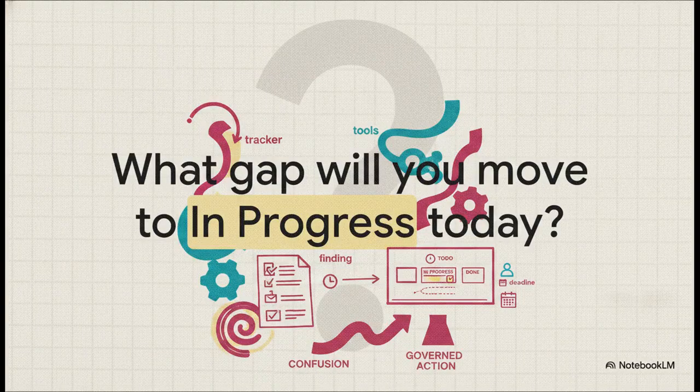To wrap things up, I want to leave you with a provocative thought. Now that you have the tools, the tracker, and a solid understanding of smart tasks, what is the very first gap your team will move to in progress today? Don't wait for next week. Open up that audit report, pick just one finding, assign an owner, give it a deadline, and get it on the board. That is how you move from confusion to governed action.